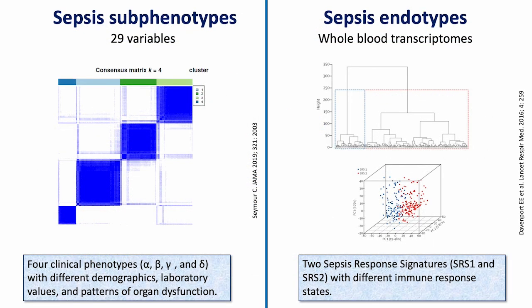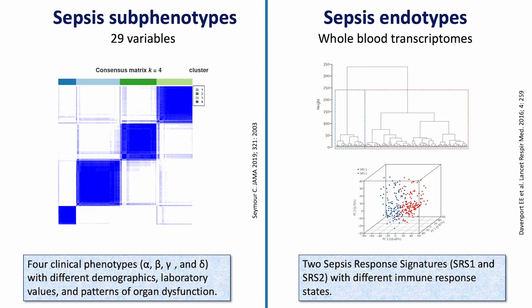The most frequently cited studies in this field of unbiased clustering of patients with sepsis come from the group of Chris Seymour on the left-hand side, sepsis subphenotypes, and a group of Julian Knight, sepsis endotypes, on the right-hand side. The sepsis subphenotypes described by Chris Seymour et al. identified 4 clinical phenotypes based on 29 variables that are readily available upon admission to the emergency room in hospitals.